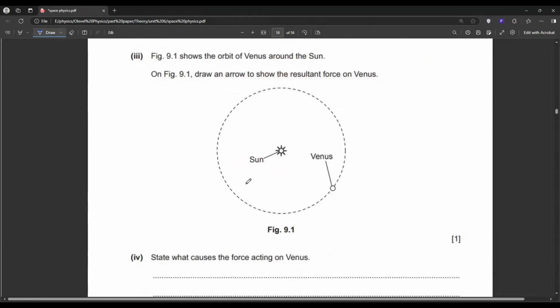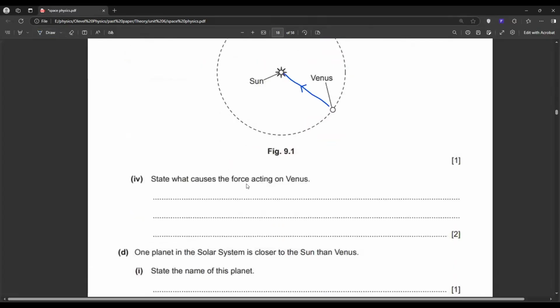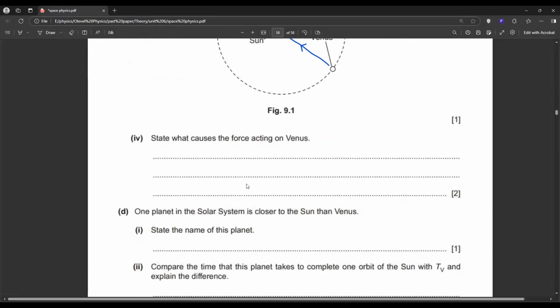Figure 9.1 shows the orbit of Venus around the Sun. Perfect. On figure 9.1, draw an arrow to show the resultant force on Venus. So, how will you show the resultant force on Venus? It will act towards the center like this. Yep, like this.